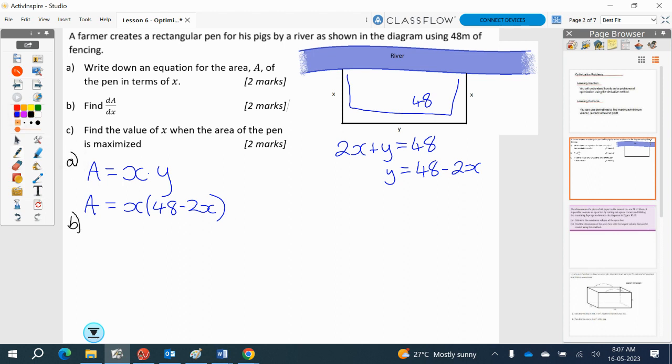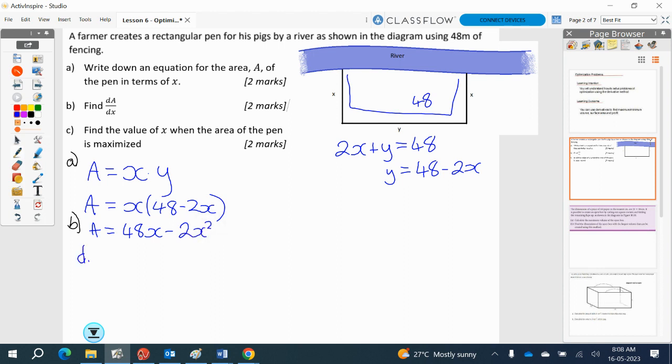But then in part B, we need to differentiate it. So here at this point, we need to expand the bracket. The reason we would finish it there at part A is in case you expand it wrong, you're not going to lose your point in part A. So this would give us 48x minus 2x squared.